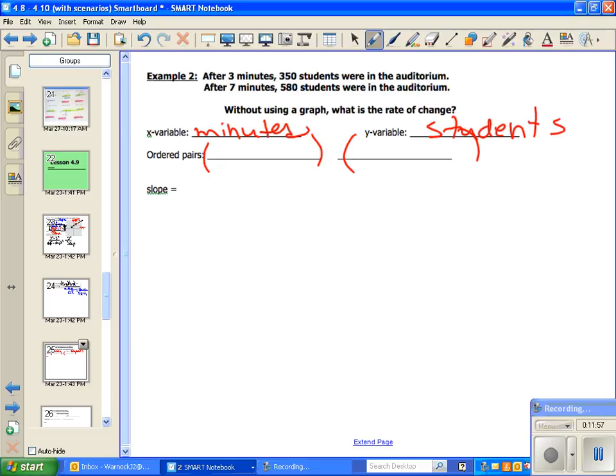How do I write after 3 minutes there are 350 students in the auditorium? Chris? Say it again. Minute 3 and 350 students. Okay, second ordered pair, Megan. After minute 7. Good, 580 students. Okay, I want to find the rate.